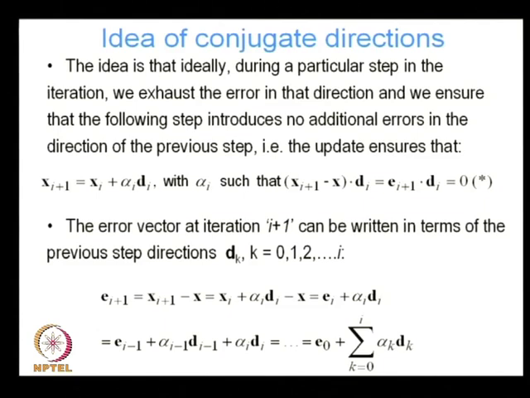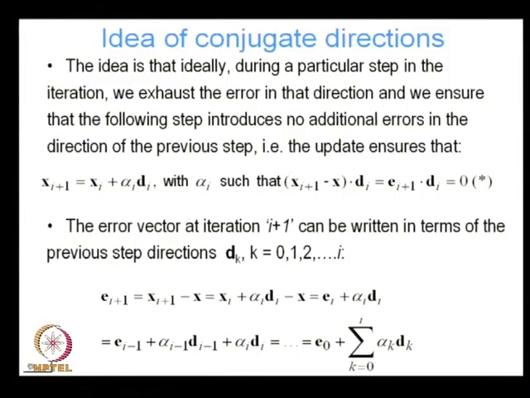The error vector at iteration i+1 can be written in terms of the previous step directions d_k. How can we do that? Well, let us see what we can do. We know that the error at i+1, e_{i+1} = x_{i+1} - x, by definition, and x_{i+1} by our update rule is x_i + alpha_i d_i, minus x. So, x_i - x becomes e_i, the error at iteration i, plus alpha_i d_i. Then if I write e_i in terms of e_{i-1}, the error at the (i-1)th iteration, and d_{i-1}, the direction at the (i-1)th iteration, we can do this recursively.